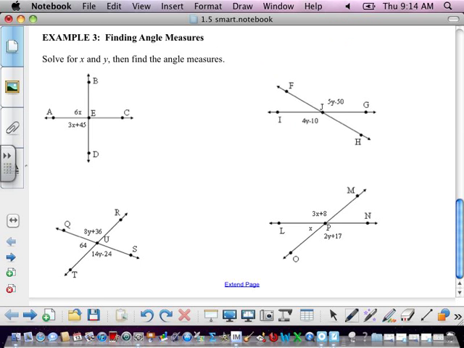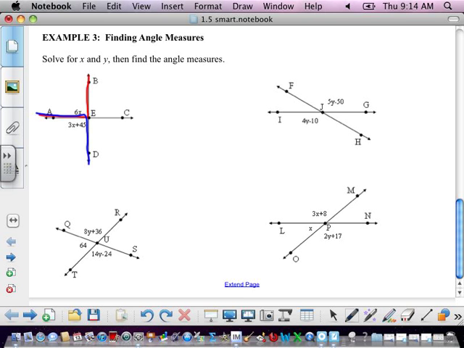All right. We want to figure out what X and Y is and then be able to fill in all the missing measures, what they all are. Okay, so I'm only given 2 things for this first one. I'm given AEB is 6X, and I'm given AED is 3X plus 45. How would I figure out what X was? Do they form a linear pair or vertical angles?